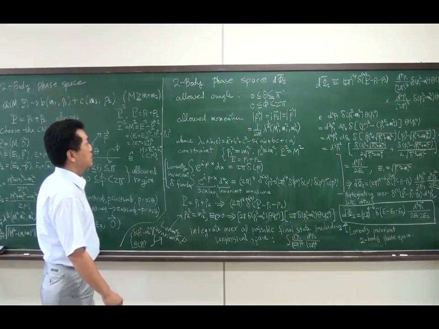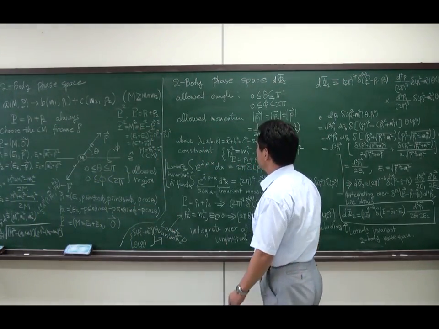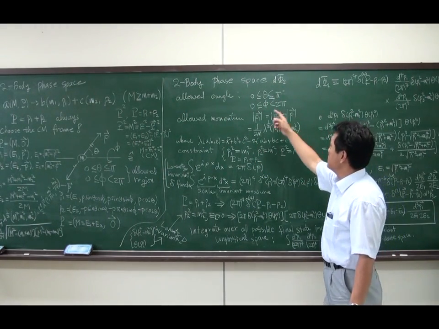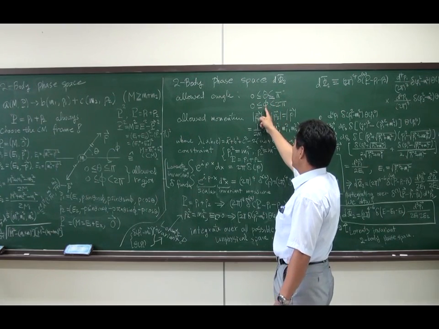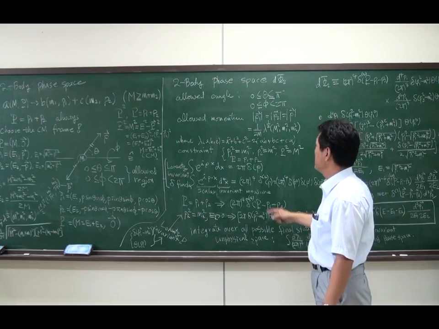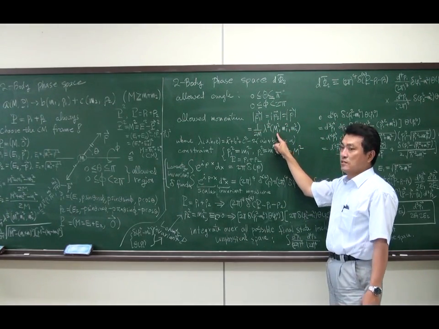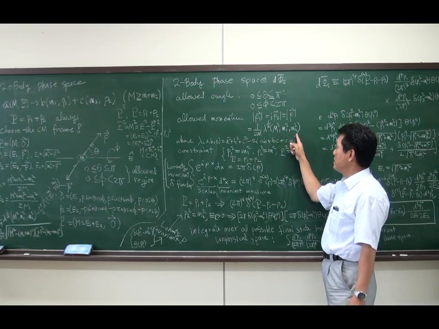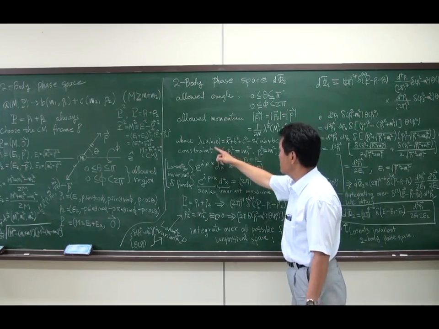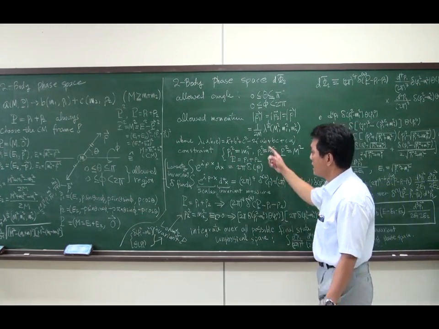Okay. So the two-body phase space is summarized as follows: the allowed angle theta runs from 0 to pi, the azimuthal angle runs from 0 to 2 pi, and the magnitude of momentum is clearly fixed if the initial mass and final particle masses are fixed, so they are completely determined, and the function lambda is defined like that.